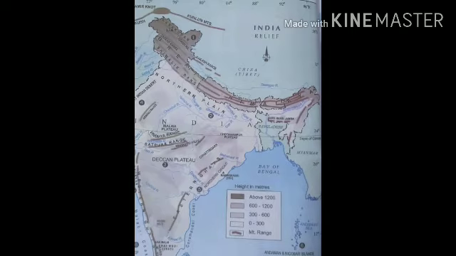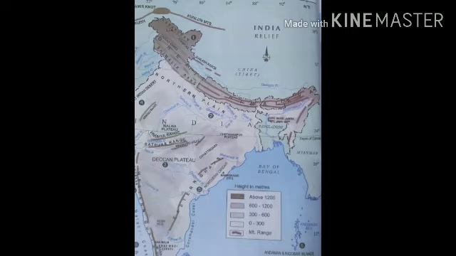First, the Himalayan mountains. The second, northern plains. Third, peninsular plateau. Fourth, the Indian desert. Fifth, the coastal plains. And sixth, the islands. These are 6 divisions by which we will read the physical features of India.